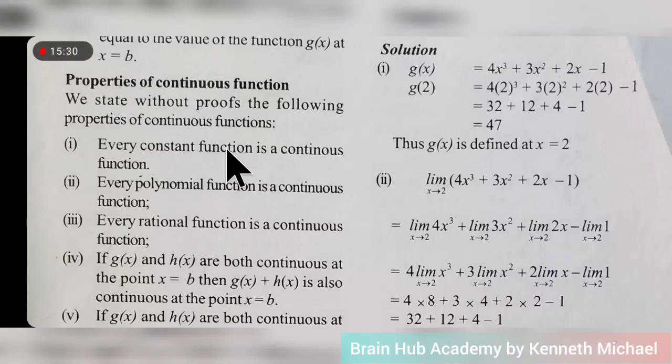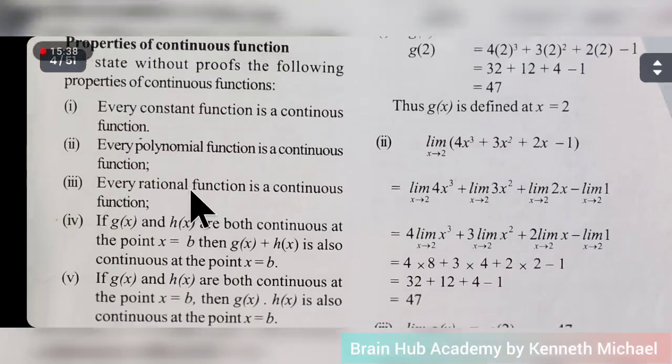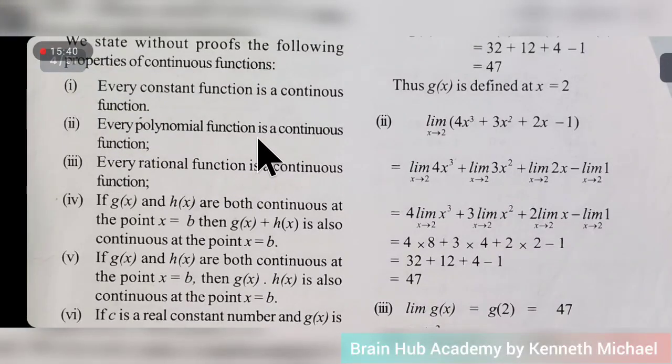So every constant function is a continuous function. So if a function is constant, then that function is definitely continuous. So every polynomial function is a continuous function. So if any function has a power, its variables has a power more than 2 upward, 3, 4, 5, from 3 upward, you discover that that function is going to be continuous. Every rational function is a continuous function. Okay, any function that is rational is a continuous function.